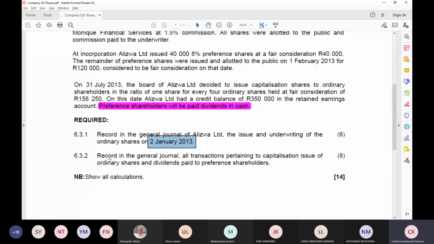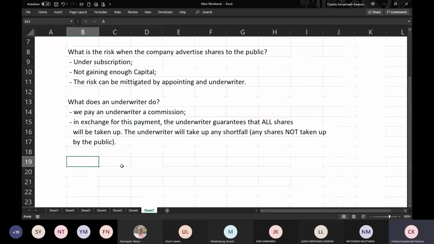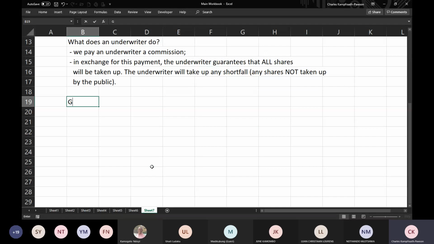Then 6.3.2 says record in the general journal all transactions pertaining to the capitalization issue of ordinary shares and dividends paid to preference shareholders. Okay. So let's quickly have a look at that. So the general journal. This is part 1 of the question. Okay. Let's go back to the question.